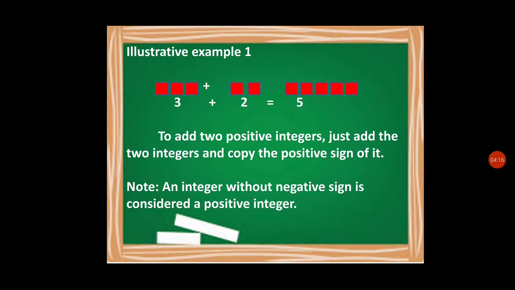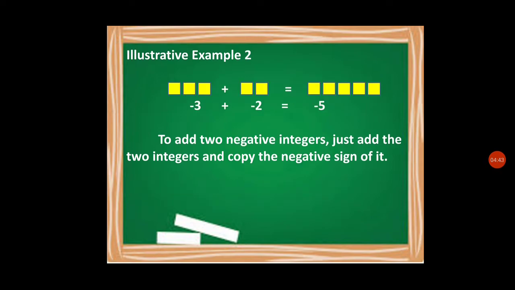To add positive integers, just add the 2 integers and copy the positive sign. Note, an integer without a negative sign is considered a positive integer. Meaning to say, if a number or an integer has no indicated sign, there is no positive or negative sign, we have to consider it as a positive integer.